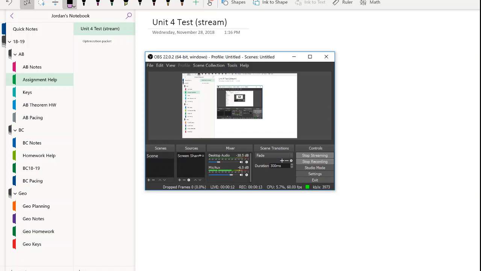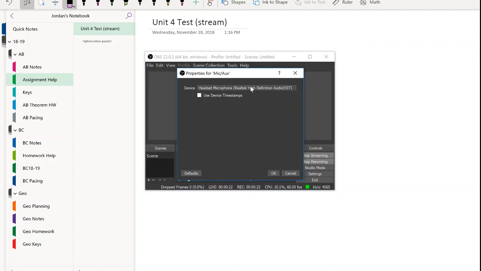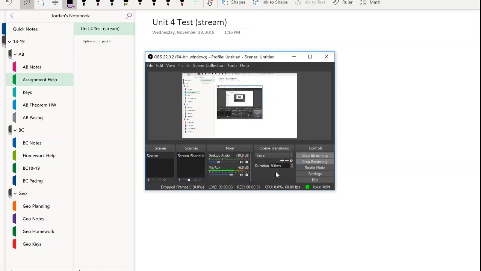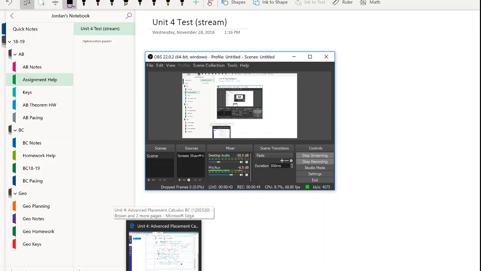Should be operational now. I'm going to make sure that my mic is projecting properly. Headset microphone. Yeah, that should be it. Okay. So let me see what I can do about finding a way to look at chat so that I can see what you all are currently asking me about.